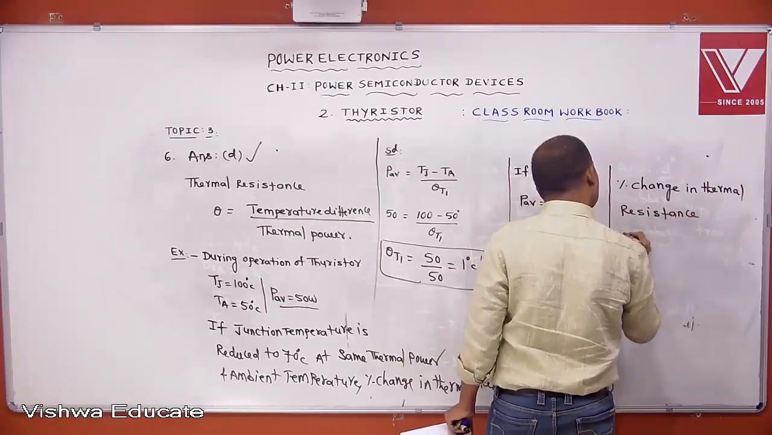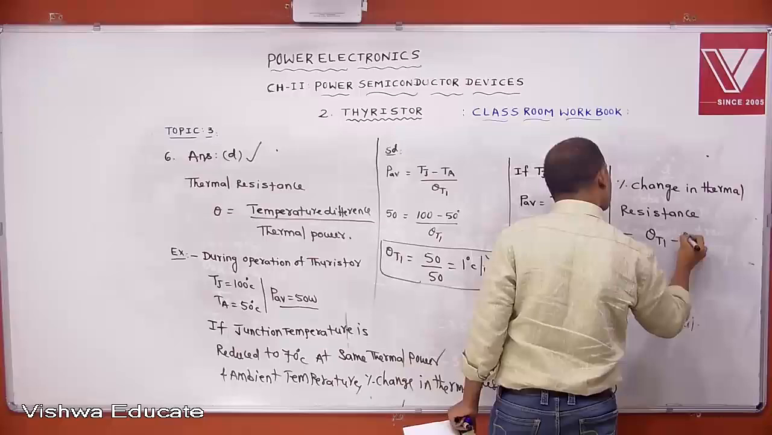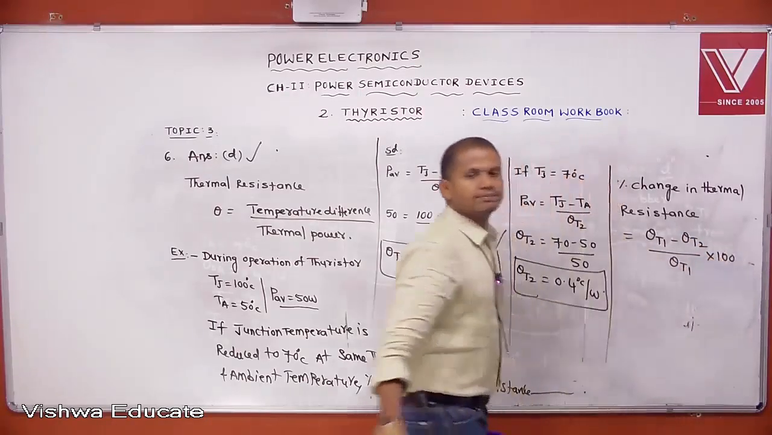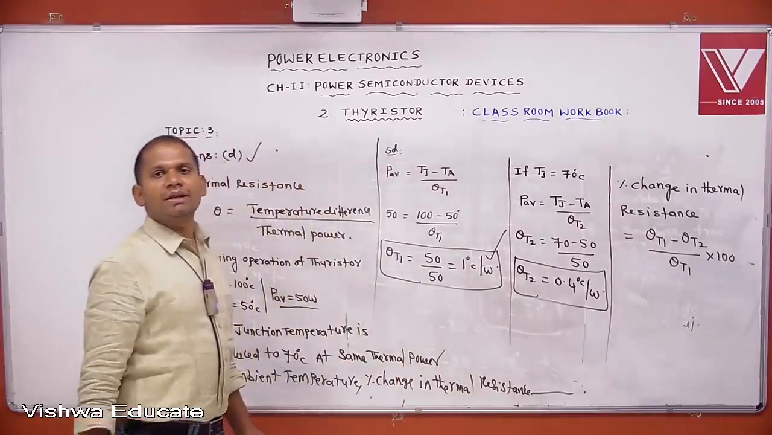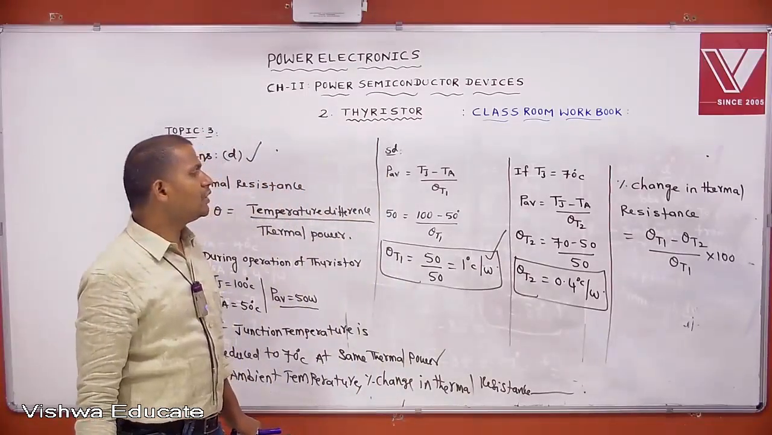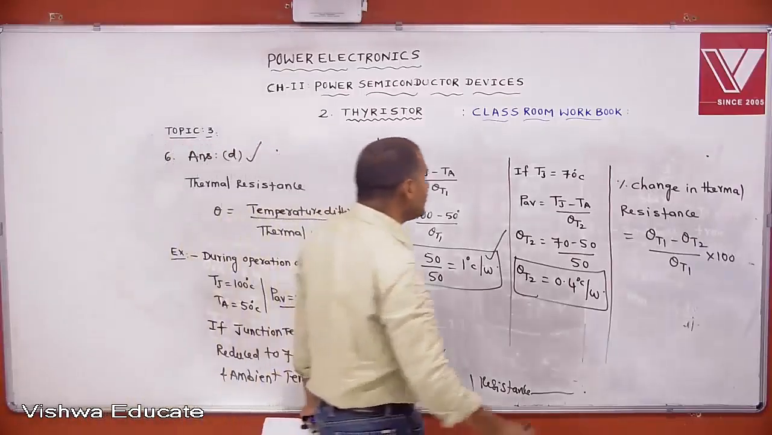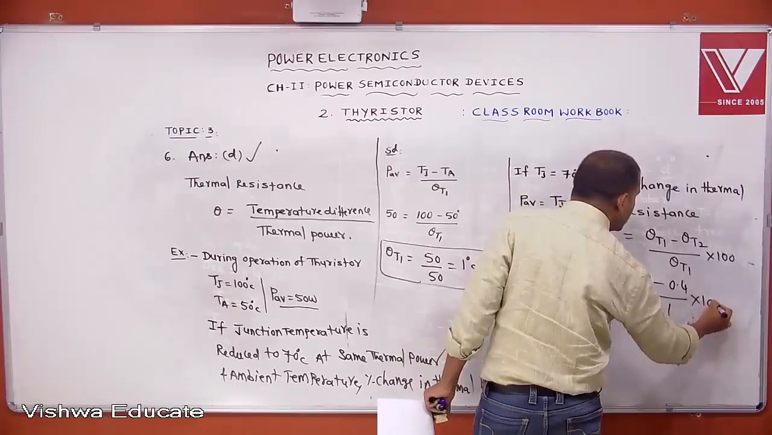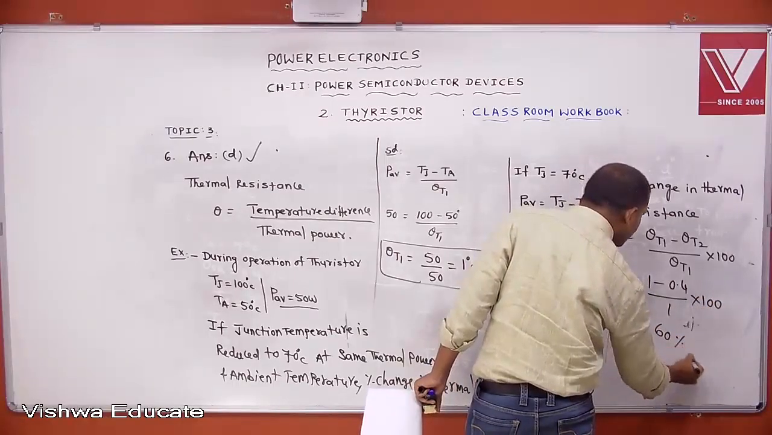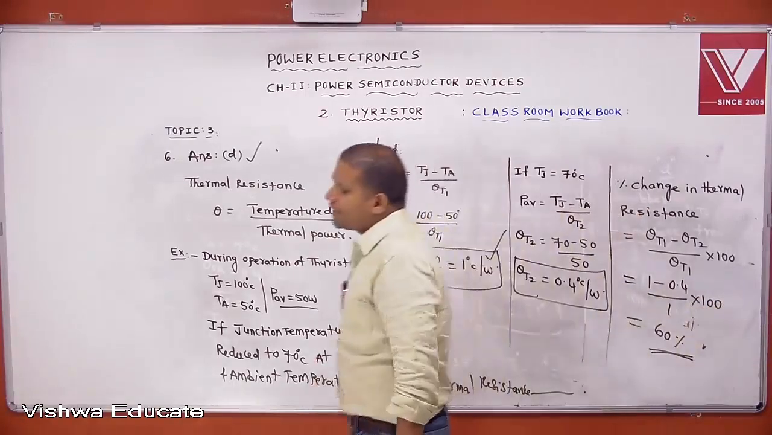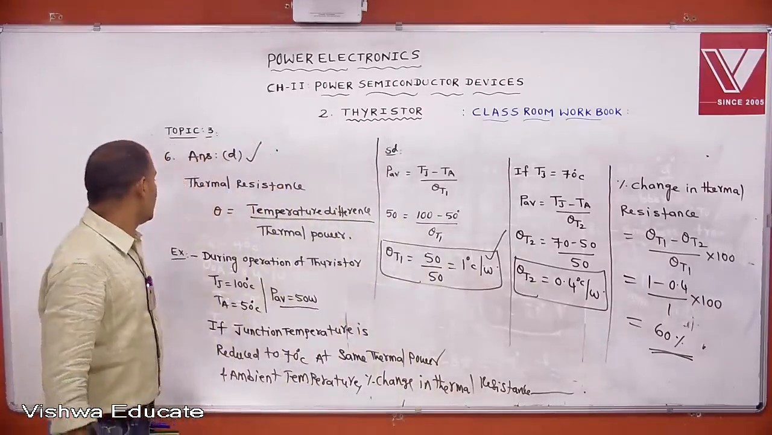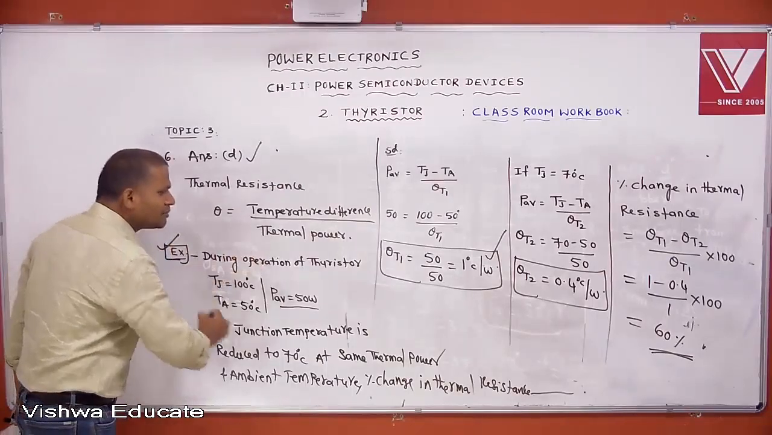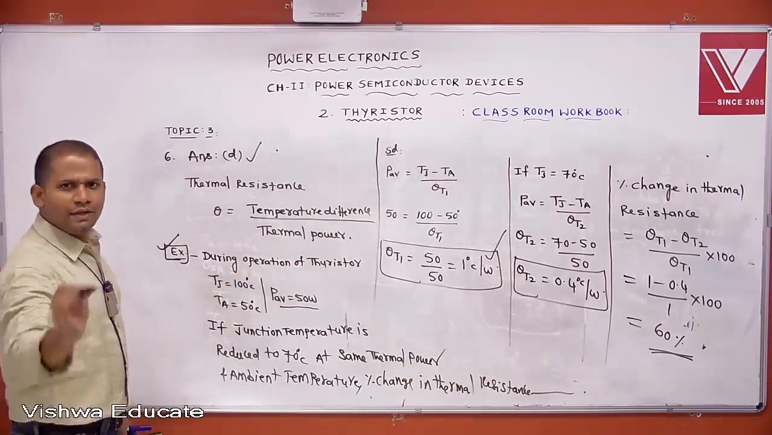How to calculate? The percentage change in thermal resistance equals theta T1 minus theta T2 by theta T1 into 100. Theta T1 is 1, so 1 minus 0.4 by 1 into 100. How much percentage do we get? 60%. This is the percentage change in thermal resistance. I have not given this example in the workbook. This additional example I am solving in the classroom itself. Concentrate on it.